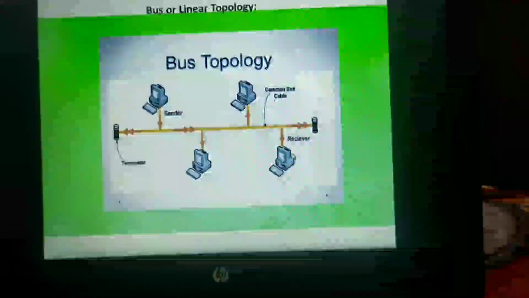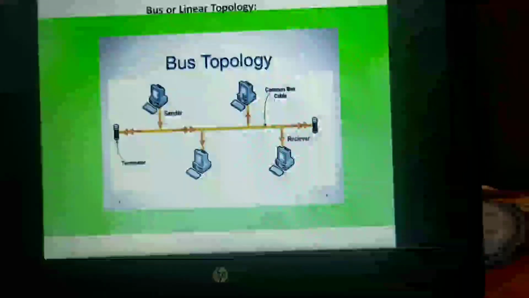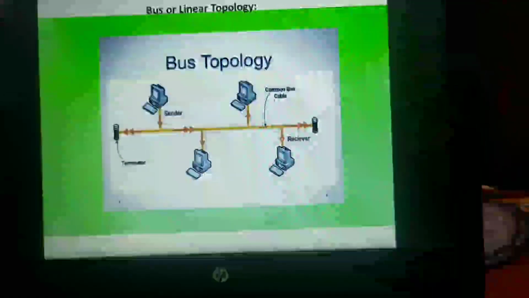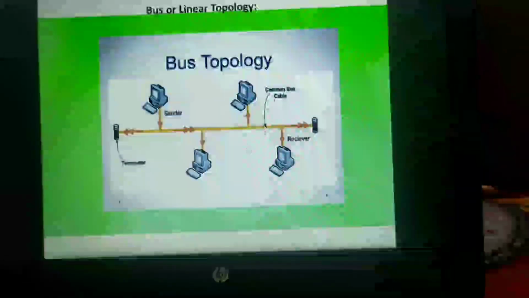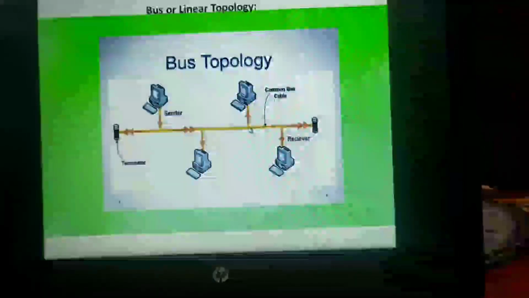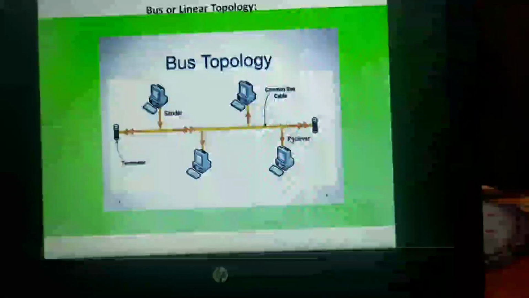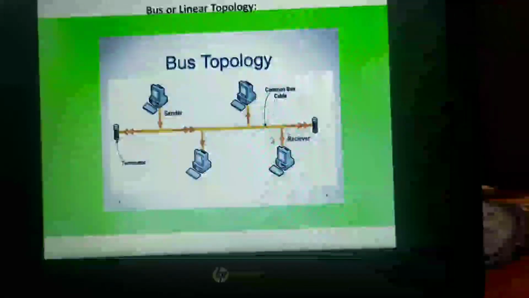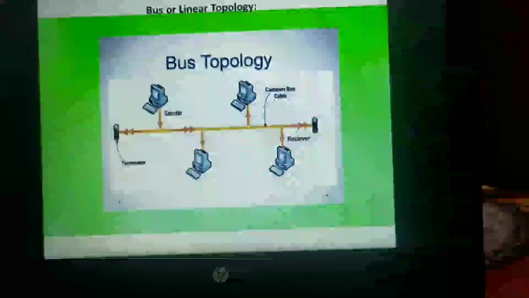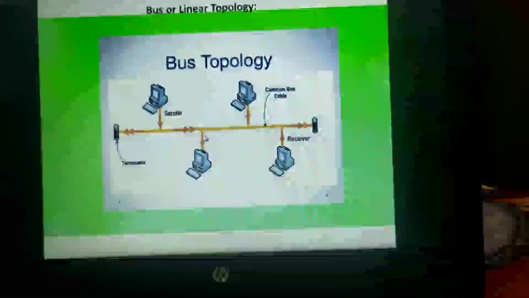Now in the meantime, this node wants to send a data packet. When one data packet is already moving on this cable, at the same time if this node tries to send, the data will not be sent. It has to wait until the data transmission is over, until the data packet has been accepted by another node. That means you can have the transmission only once at a time.